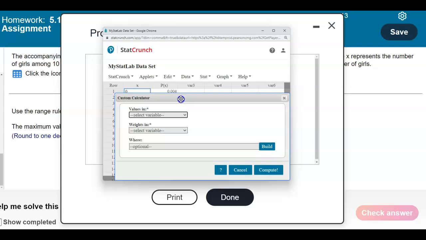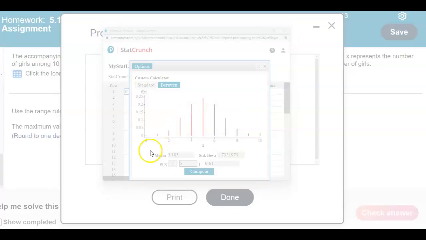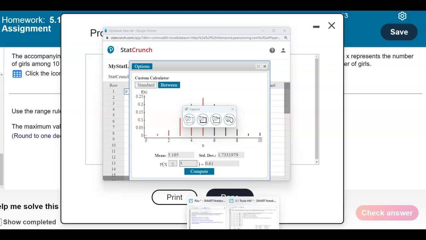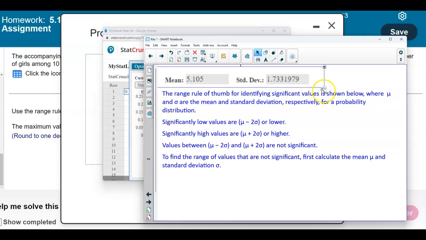So the values in are going to be the column that represents x. And the weights in is going to be the column that represents the probability of x. And then we're going to select Compute. Now if you notice here, it's going to show what the mean is and the standard deviation. So let's go ahead and copy that. So I'm going to take the mean and the standard deviation here. Okay, so here's our mean and here's our standard deviation.